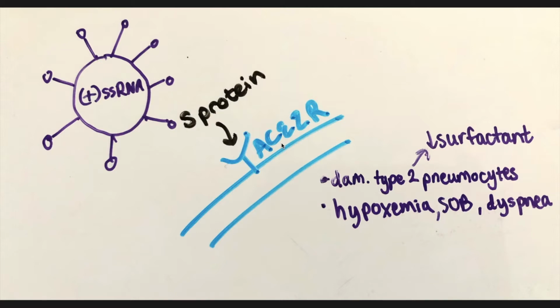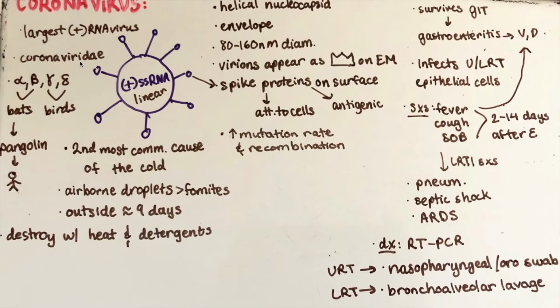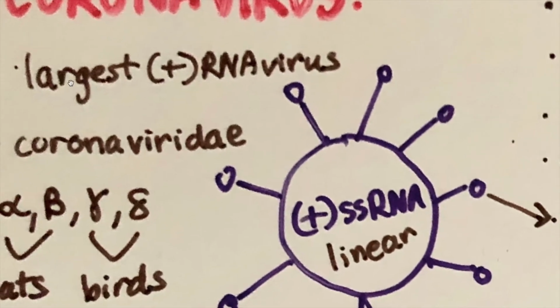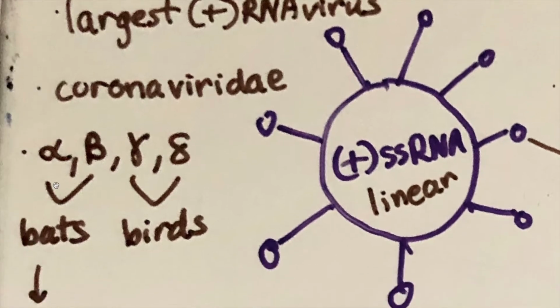Now let's dive further into coronavirus. Coronavirus is the largest positive RNA virus, part of the family Coronaviridae, and it has 4 different genera. There's alpha, beta, gamma, and delta. Gamma and delta are found in birds, but alpha and beta are found in bats.